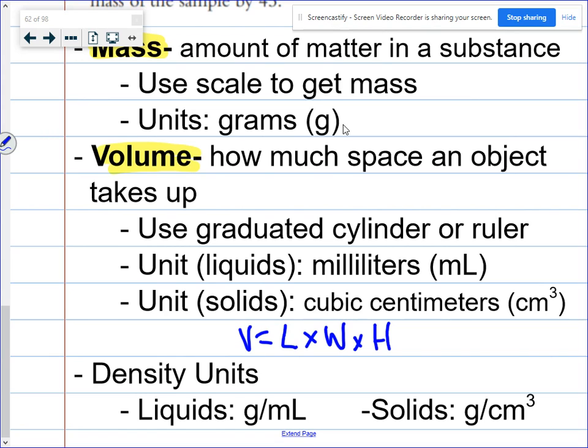Okay, grams will always be on top. That will not change. I'm not going to use anything else but grams. If I'm measuring the density or talking about the density of a liquid, like salt water or oil or just water, I'll probably want to use these units, grams per milliliter.